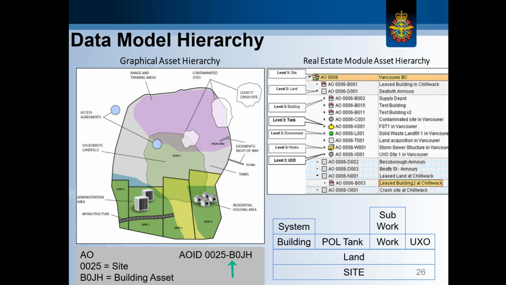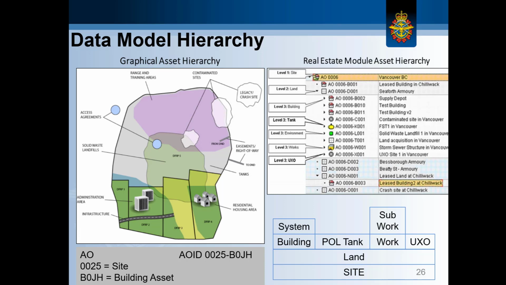So if it's a B, it'll be a building asset. If it's W, it'll be a works asset. If it's a D, such as Delta, it'll be a divestment asset. Through this system, we can then track our numerous assets, and they are all related to one another through the site or their land value.